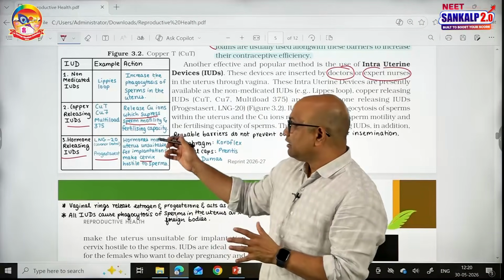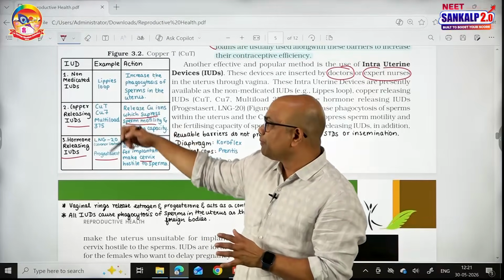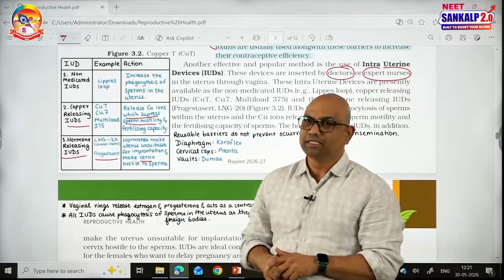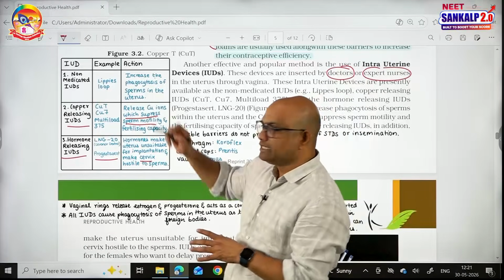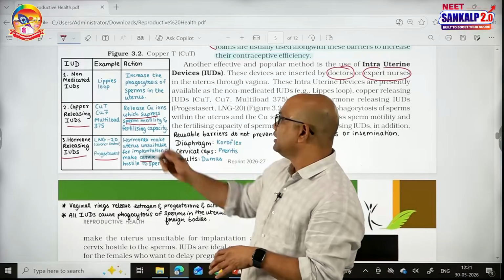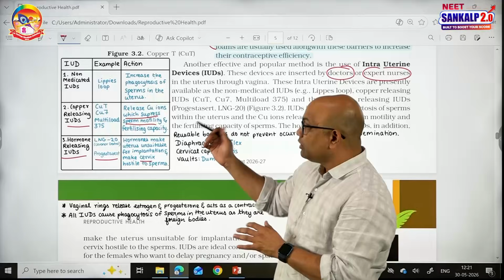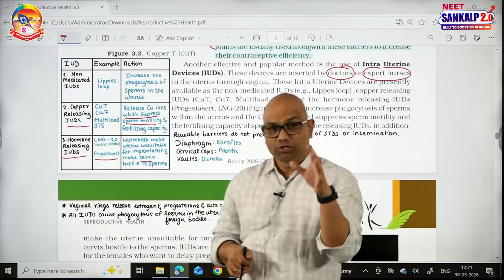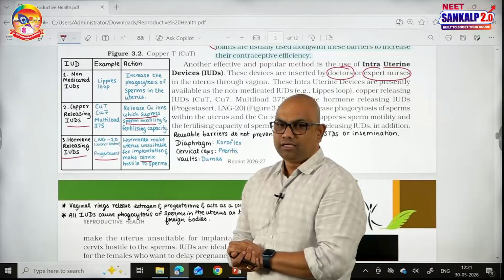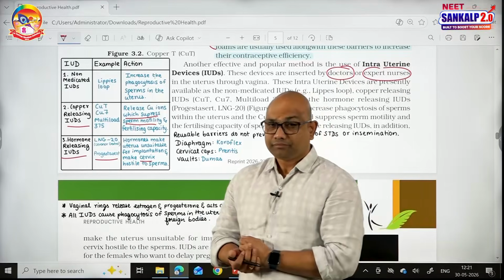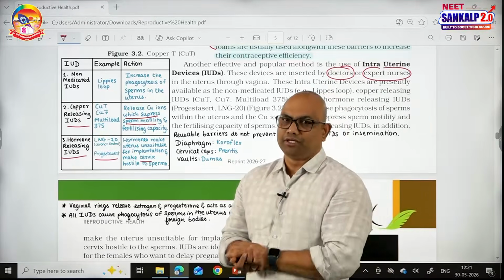So these are some of the important examples of non-medicated IUDs, copper releasing IUDs and hormone releasing IUDs, and their respective functions. The main function of non-medicated IUDs is increasing phagocytosis of sperms in the uterus. Copper releasing IUDs suppress the motility and fertilizing capacity of the sperms. Hormone releasing IUDs make the uterus unsuitable for implantation and make the cervix hostile to sperms. And these are widely accepted, ideal for spacing between children.